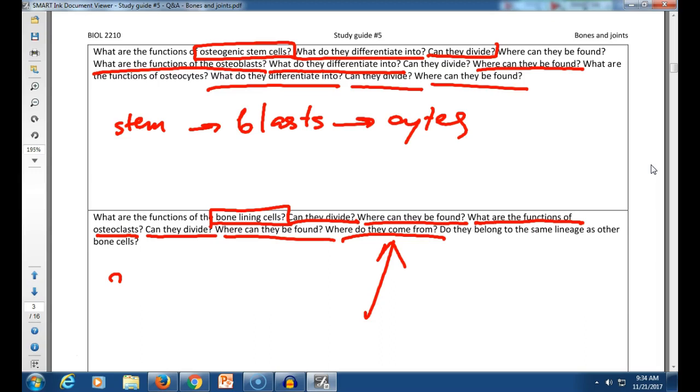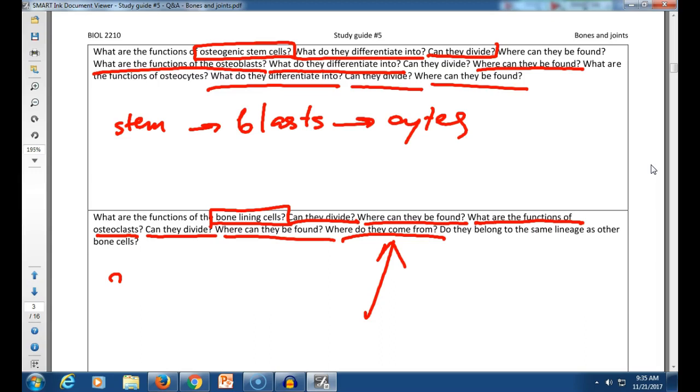So if they don't belong to that family, which family do they belong to then? Macrophages. They are phagocytic cells. Do you understand the word phagocyte? So they are eating the bone. Is that clear? Better? Good.